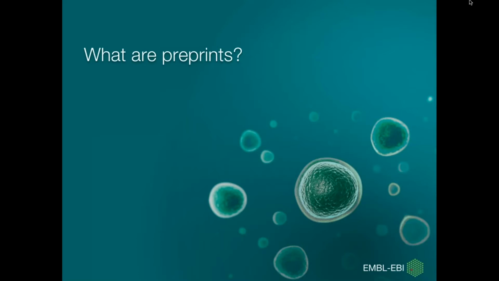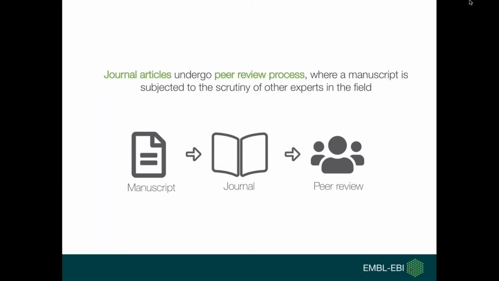What are preprints? For those of you who don't know, the traditional way in which researchers share results is by publishing articles in journals. Now, journal articles undergo a peer review process. In this process, a manuscript that an author has written and submitted to a journal is scrutinized by different experts in the field who provide comments and feedback on the original manuscript. And after rounds of this revision process, the manuscript finally appears as a journal publication.